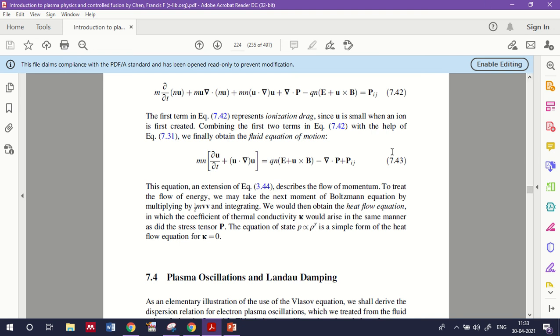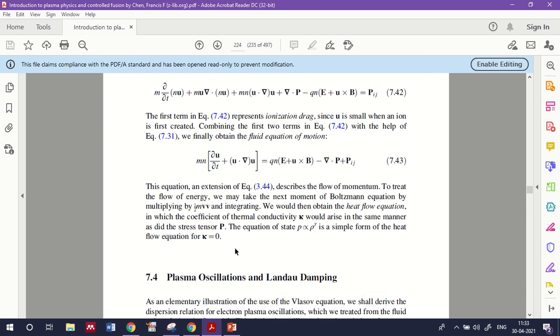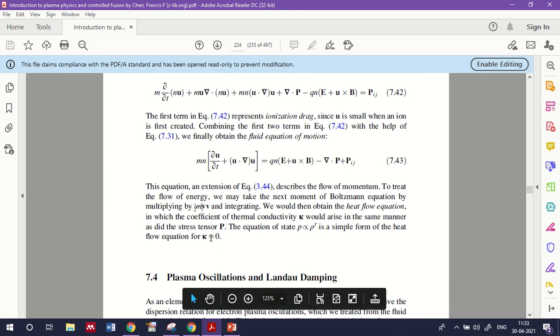Now if you substitute the next one, mv v square, that is kinetic energy, then if you take the integration, in that case we will get the relation for the heat flow equation. In that, the thermal conductivity K would arise in the same manner as P, and the equation of state P proportional to ρ raised to gamma is a simple form of the heat flow equation for K equal to 0.